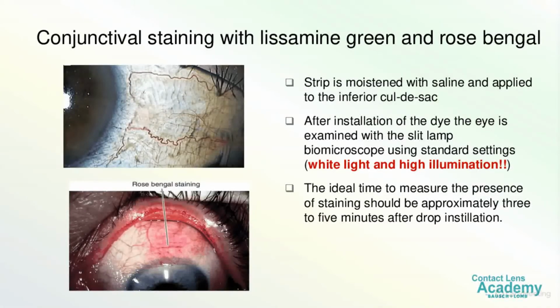Conjunctival staining with lissamine green and rose bengal. The strip, as before with fluorescein, is moistened with saline and applied to the inferior cul-de-sac. After the instillation of the dye, the eye is examined with the slit lamp microscope using standard settings like white light and high illumination. The ideal time to assess the presence of staining is approximately 3 to 5 minutes after the drop instillation.